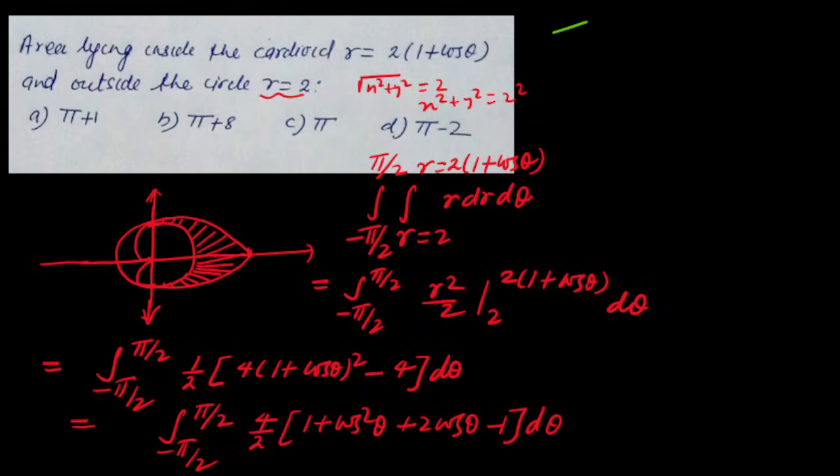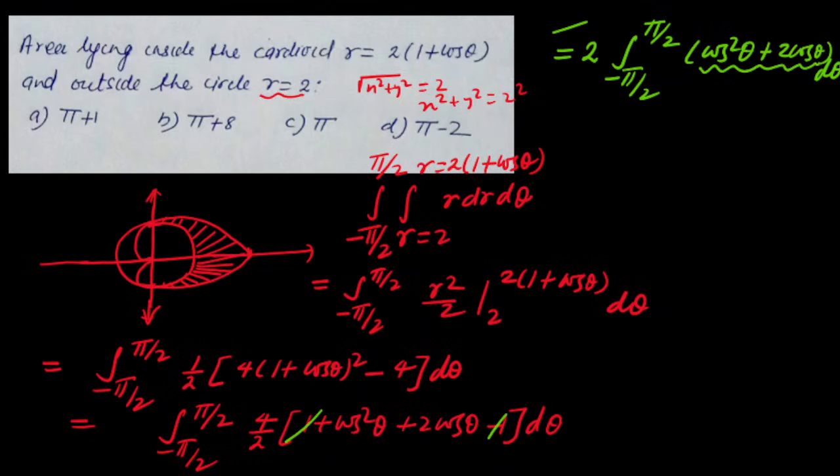Yeah, so this 1 and minus 1 is cancelled, 4 by 2 will become 2, so I will get 2 times minus pi by 2 to pi by 2. Green looks better, and here we will have cos square theta plus 2 cos theta d theta. Now how to integrate this? I hope you are clear that this is an even function. In Fourier series we have talked a lot about even and odd functions, so it can be written as 2 into 2, 0 to pi by 2 cos square theta plus 2 cos theta d theta.